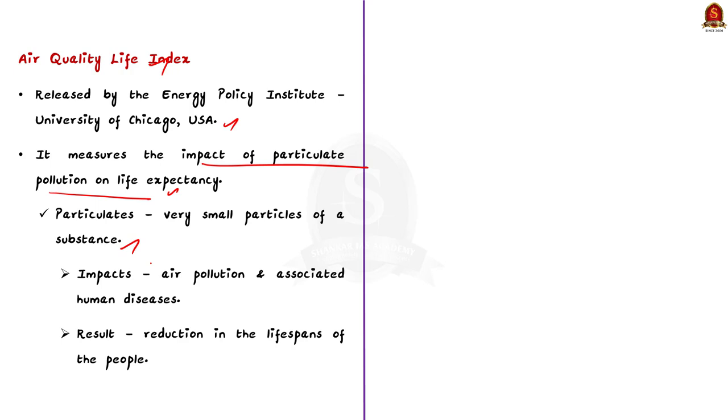If humans are exposed to high levels of particulate matter while breathing, it causes a variety of health complications like lung disease, high blood pressure and so on. This in turn reduces the lifespan of the people. This is exactly what is measured by the Air Quality Life Index. That is how particulate matter pollution affects the life expectancy of the people.